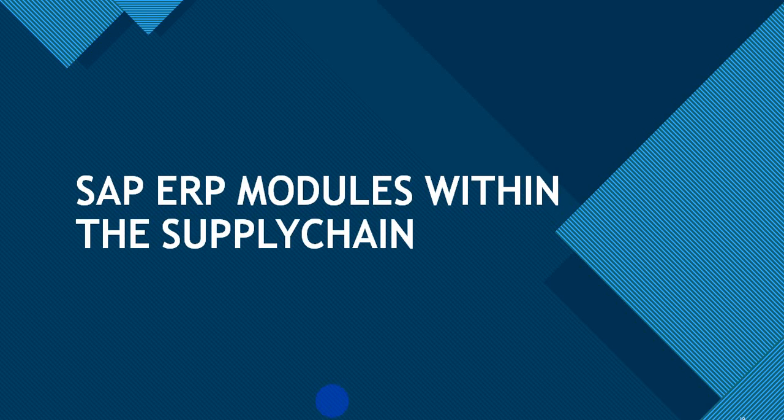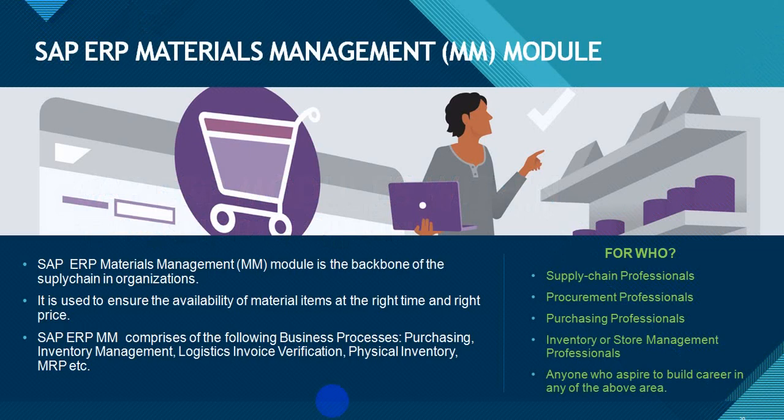Okay, so let's see, for instance, you are within the supply chain and you want to take a training in the SAP ERP. What areas, what modules or business processes are suitable for you? First is the SAP ERP Materials Management, or MM module. Now, this is one that is relevant for supply chain professionals. SAP ERP Materials Management module is the backbone of the supply chain in organizations. It is used to ensure the availability of material items at the right time and right price. SAP ERP MM comprises the following business processes: purchasing, inventory management, logistics, invoice verification, physical inventory, material requirement planning as MRP. For who? Supply chain professionals, procurement professionals, purchasing professionals, inventory or store management professionals, or anyone who aspires to build a career in any of the above areas.